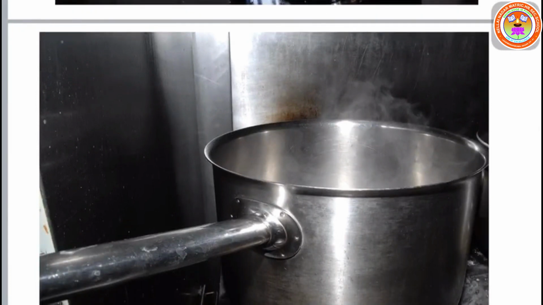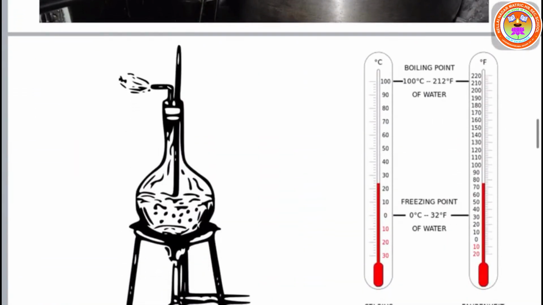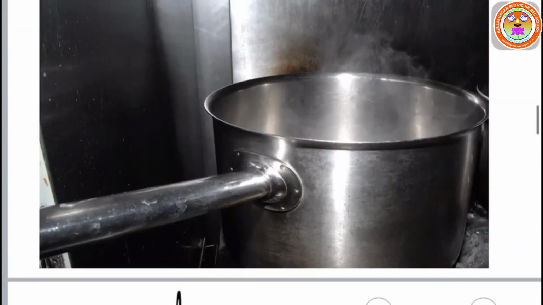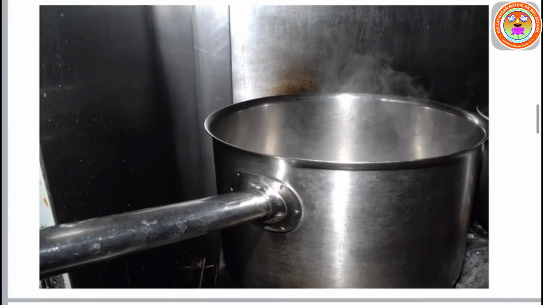What is boiling point? The boiling point of a substance is the temperature at which the liquid boils. At this temperature, the liquid changes into gas. What are the benefits of boiling water? It destroys germs, it improves digestion, and it protects us from the infection of waterborne diseases.